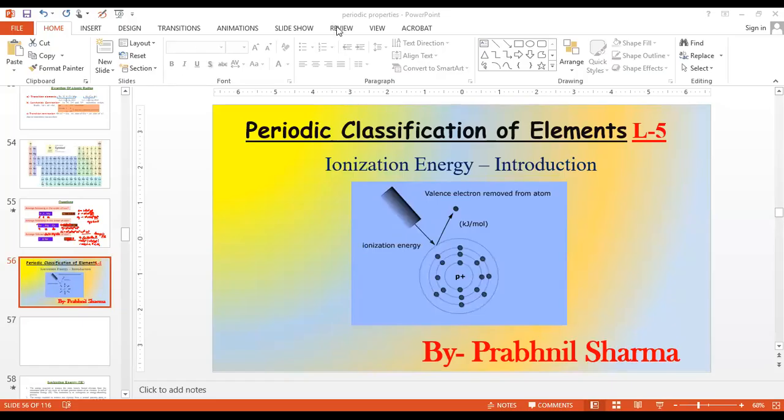Okay, so today we are going to start with periodic classification of elements. In this periodic classification of elements, we have our topic, ionization energy.